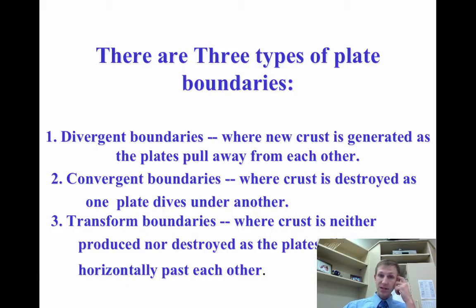There are three different types of boundaries. The first one is called a divergent boundary. A divergent boundary is where things are coming apart, they're diverging, dividing, whatever you want to call it.